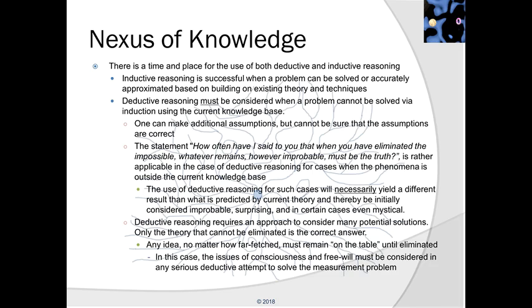One can make additional assumptions, but cannot be sure that the assumptions are correct. The statement, "How often have I said to you that when you've eliminated the impossible, whatever remains, however improbable, must be the truth," is rather applicable in the case of deductive reasoning for cases where the phenomena is outside the current knowledge base. The use of deductive reasoning for such cases will necessarily yield a different result than what is predicted by current theory, and thereby be initially considered improbable, surprising, and in certain cases even mystical.